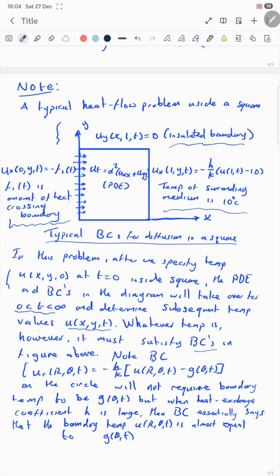Note the boundary conditions given here on the circle will not require the boundary temperature to be G of theta and t, but when the heat exchange coefficient H is large, the boundary condition essentially says that the boundary temperature U of R, theta, t is almost equal to G of theta and t.